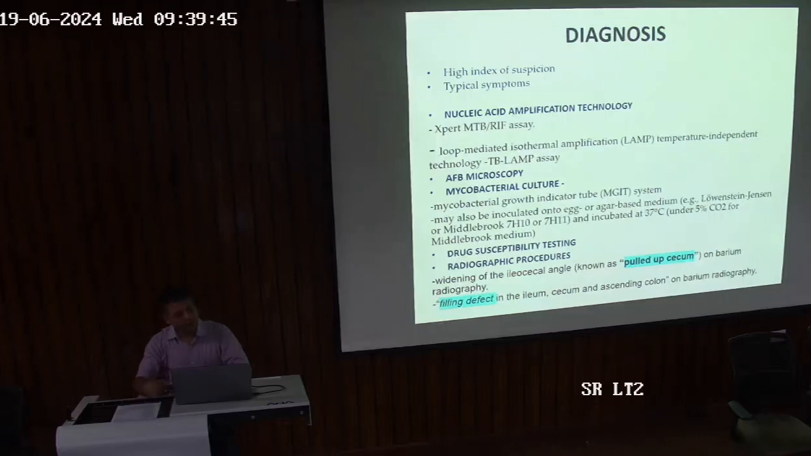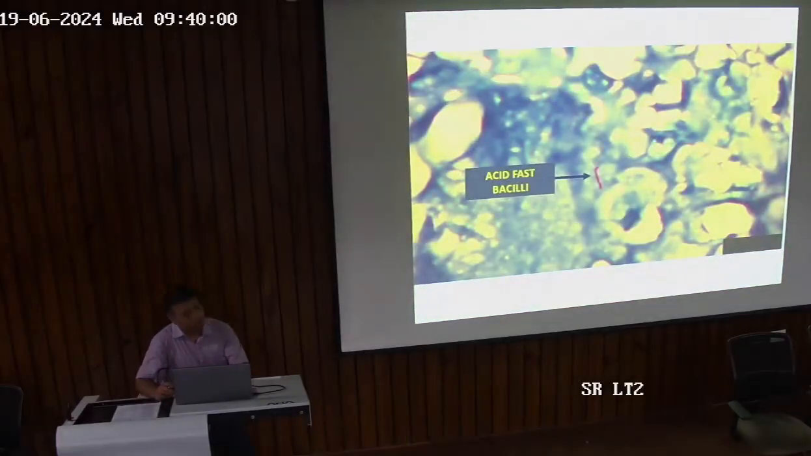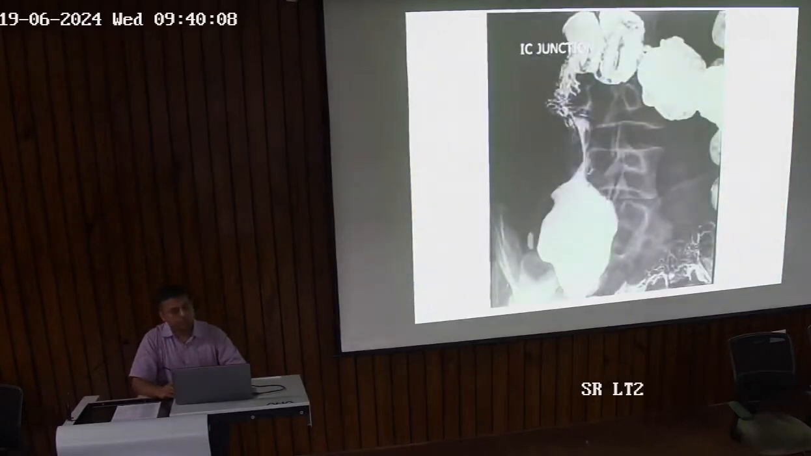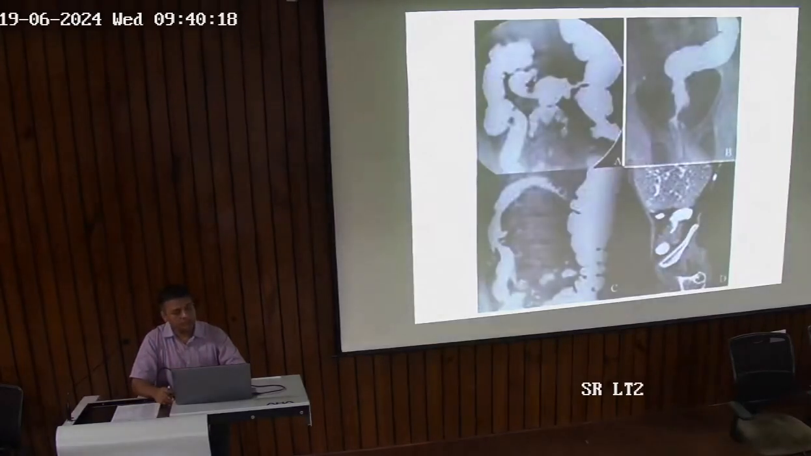Radiographic procedures: there is widening of the ileocecal angle, also known as pulled up cecum, on barium radiography, and a filling defect in the ileum because of constriction. Here we can see the acid fast bacilli, which have a specific color due to carbol fuchsin. Here we can see the pulled up cecum on barium studies of the intestine. A few more pictures of the barium study: multiple constrictions can be seen in the intestine.